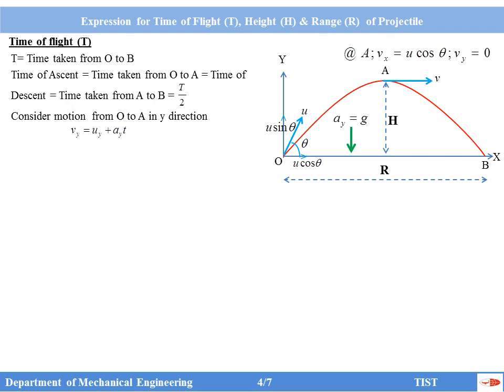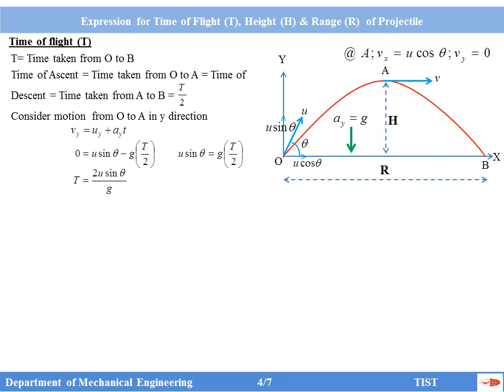What is ay in this case? ay is minus g, right? So 0 equals u sin theta minus g times small t. What is t? For O to A, the time taken is half of the time of flight, so I am putting T by 2. Now if I rearrange this, I will get u sin theta equals g times T by 2, right?